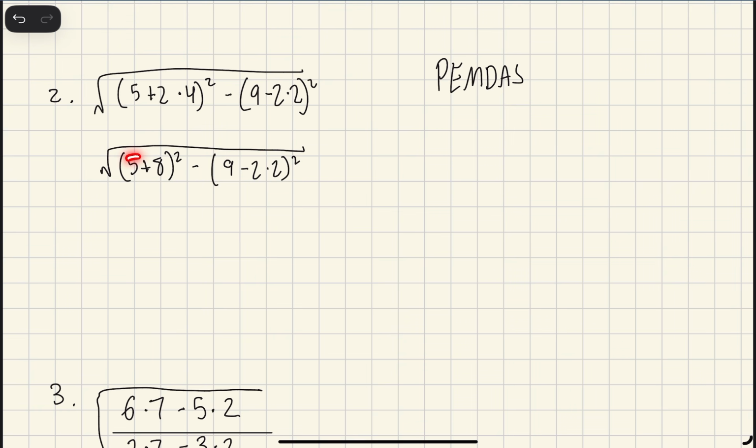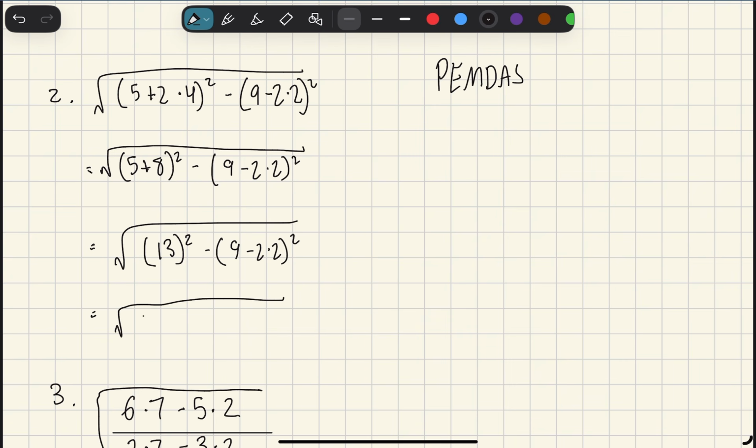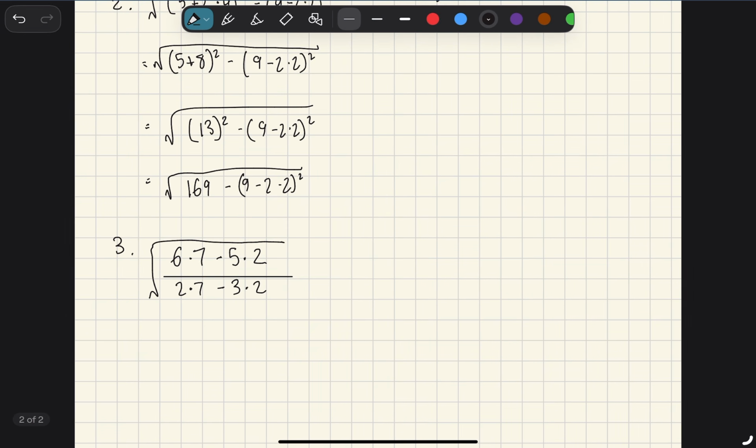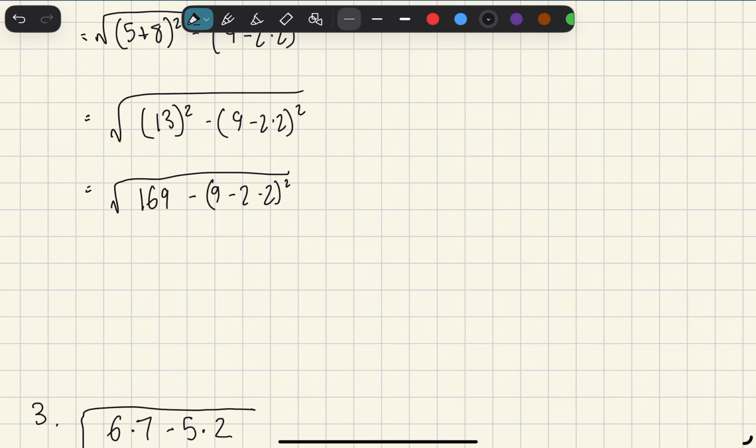Then we're going to do 5 plus the 8, which should get us, let me do an equal sign. It should be 13 to the power of 2 minus 9 minus 2 times 2 to the power of 2. And let me just get my calculator so I can figure out what 13 to the power of 2 is. That is 169 minus 9 minus 2 times 2 to the power of 2. Okay, so again, I'm just going to drag this down a little further down there.